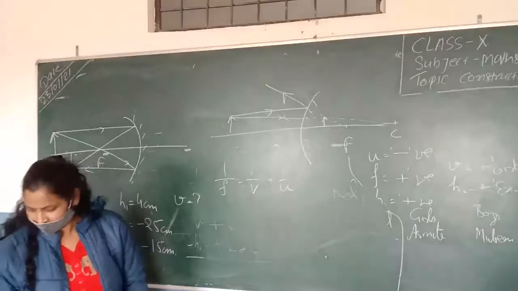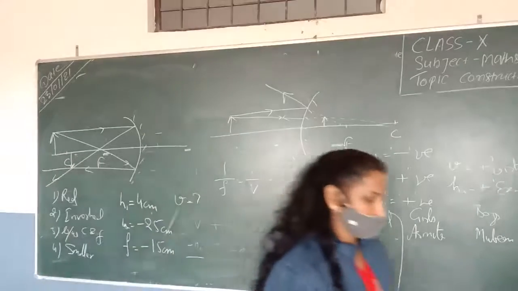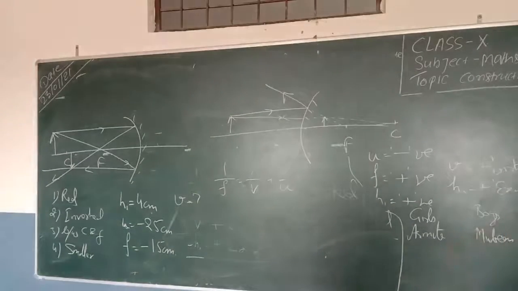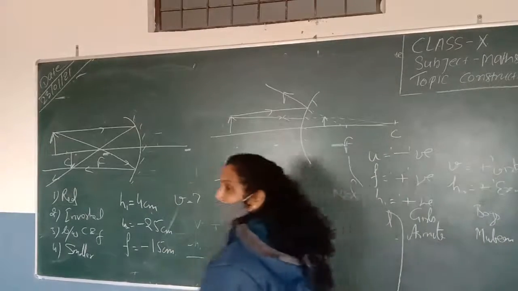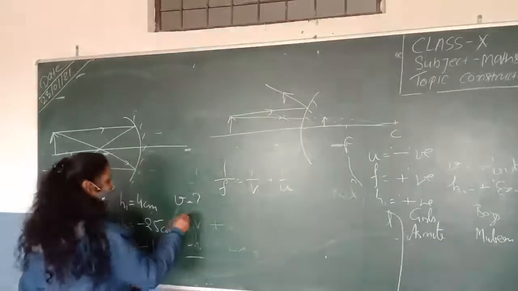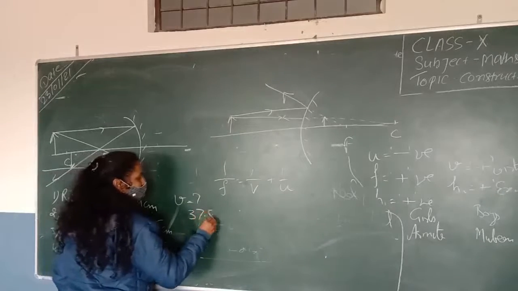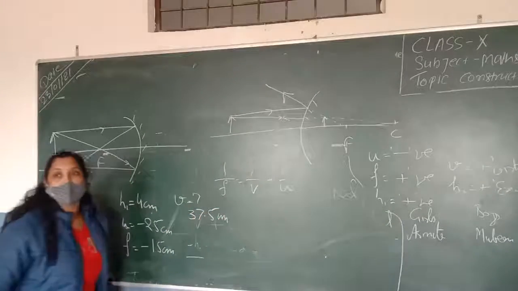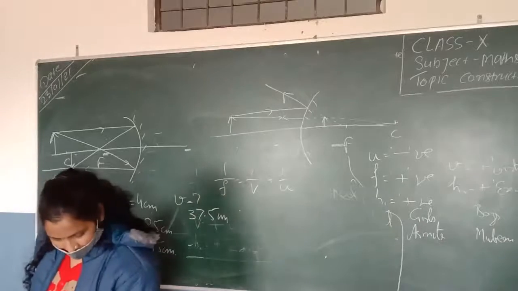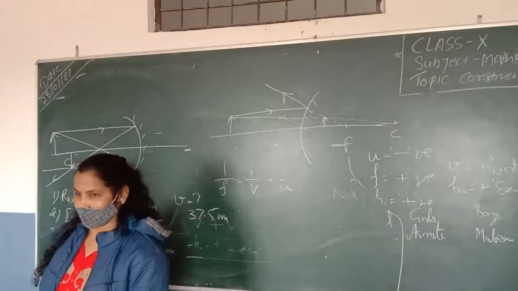Ayush, sit down, beta. So the answer of this question is minus 37.5. You have calculated that the answer is 37.5 centimeter. Now the next part of the question is to find the size of the image.